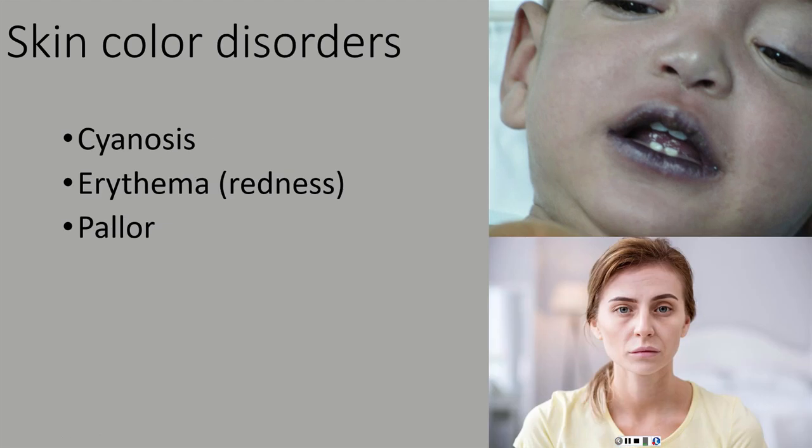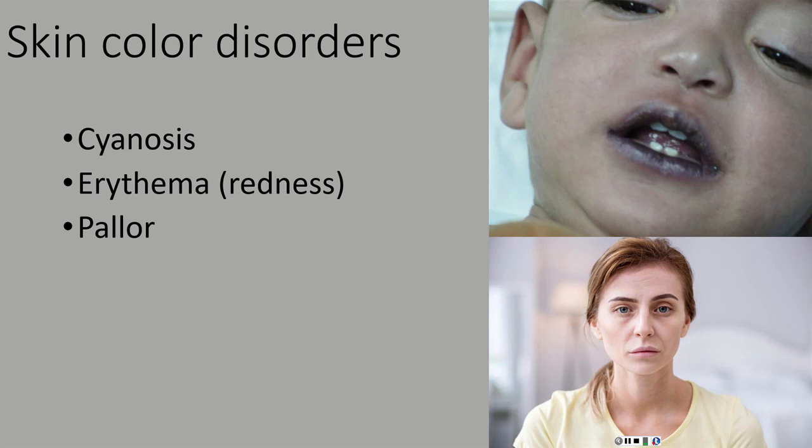So let's talk about some skin color disorders. We see something called cyanosis, which is right here. Cyanosis is kind of a bluish tint, really evident around the lips, really evident just inside, like at the gums, but sometimes you can also see it around the eyes. And cyanosis is due to poor oxygenation and poor blood flow. So if you're not adequately supplying oxygen to your blood and you're not adequately bringing that oxygenated blood to your tissues, then you start to get kind of this bluish tint called cyanosis.